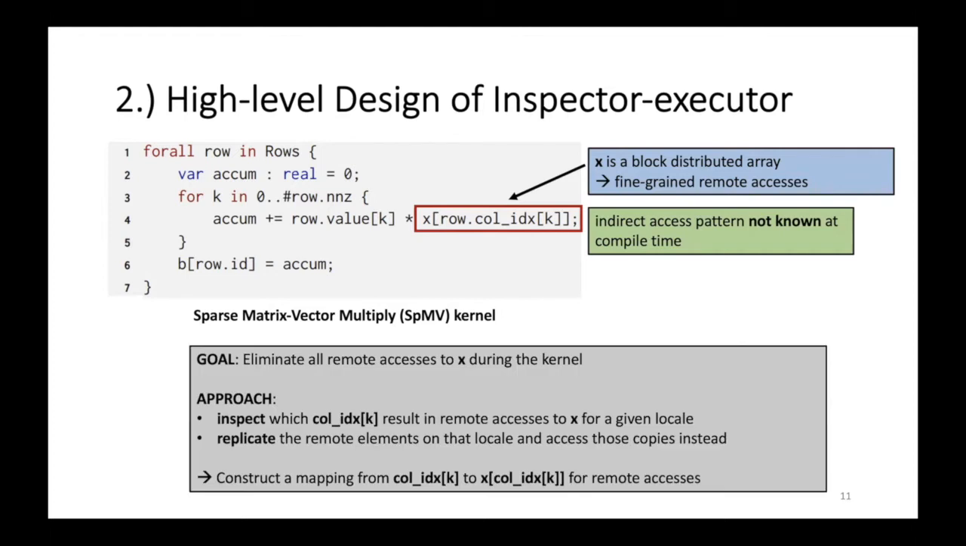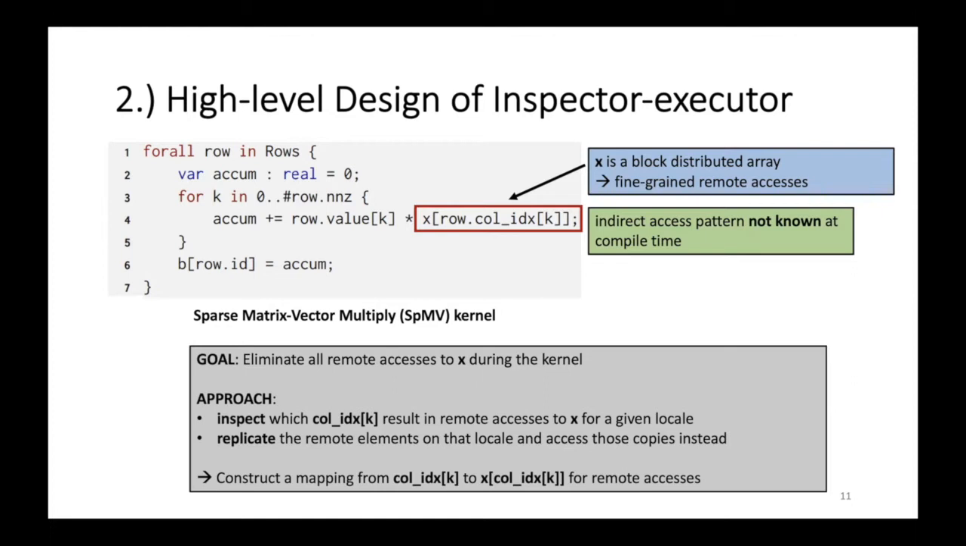So what we're trying to do with our optimization at a high level is to essentially eliminate all the remote accesses to the X array during the kernel. We're going to use our inspector to look at which column indices result in remote accesses to X for each locale that's being operated on in this loop. And for any remote access we'll replicate the element that we're going to be accessing on the locale that needs it, so we can have local access to it during the kernel.